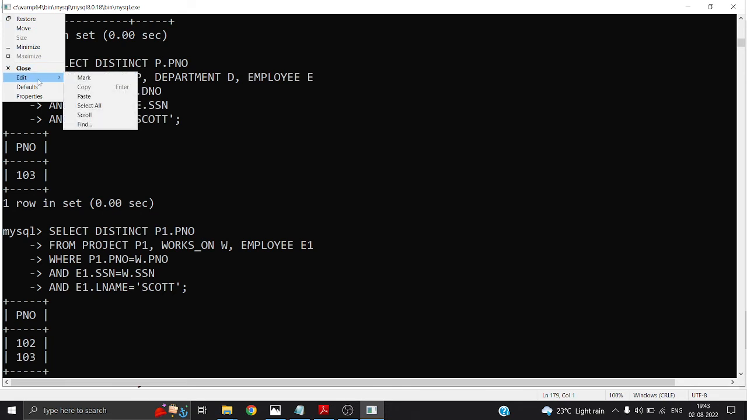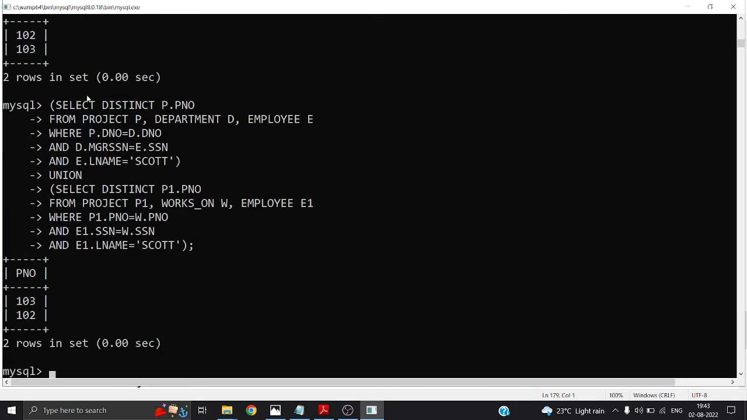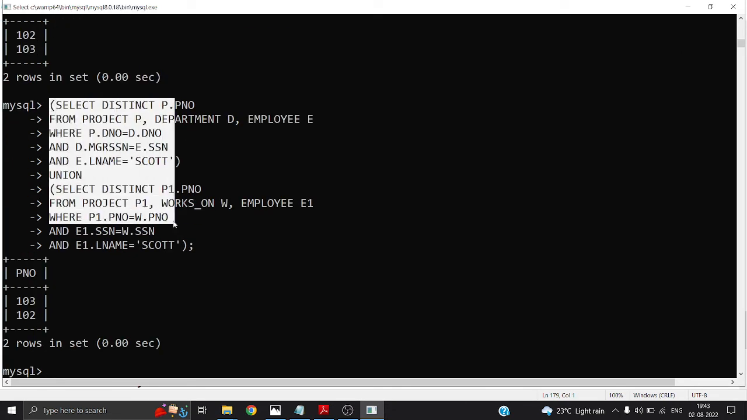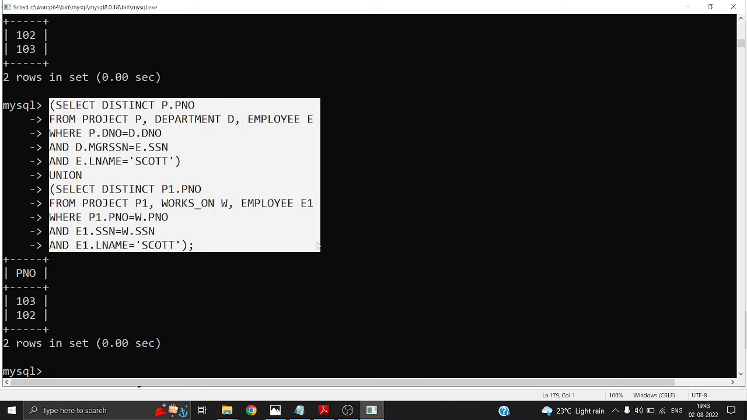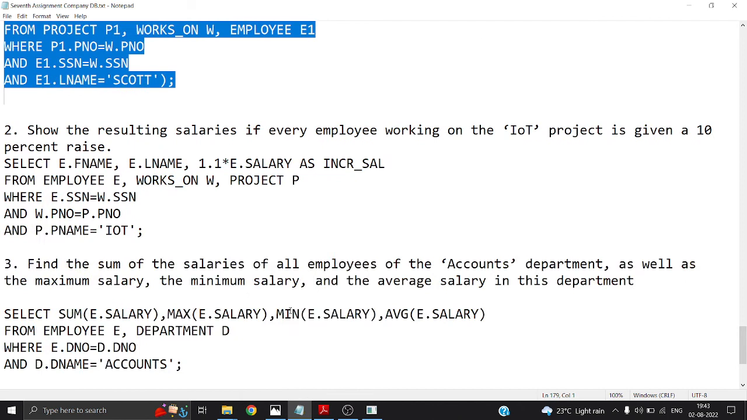So now let me show you that particular information. See, now this is the required output for our query. So Scott as a manager or Scott as a worker, the project numbers are 102, 103. Okay, so this is the query. Now we will move ahead with the next part of the query.